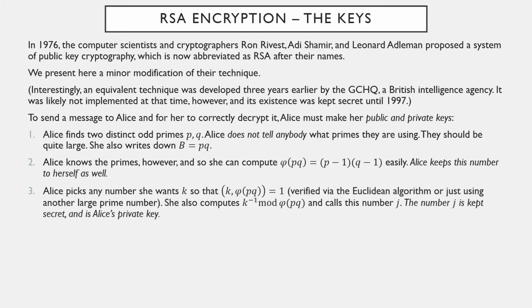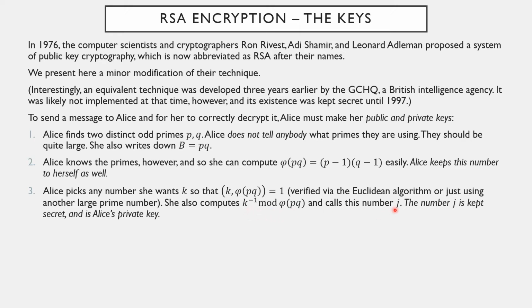Alice now picks another number k, which is relatively prime to phi of PQ. Since she knows the value phi of PQ, she can use the Euclidean algorithm to verify that k and phi of PQ are relatively prime. Alternately, you can just pick another prime number that's reasonably big. And again, because she knows phi of PQ, she can compute the inverse of k modulo this base. Because she ensured k and phi of PQ are relatively prime, this inverse exists, and she can compute it because she knows phi of PQ.